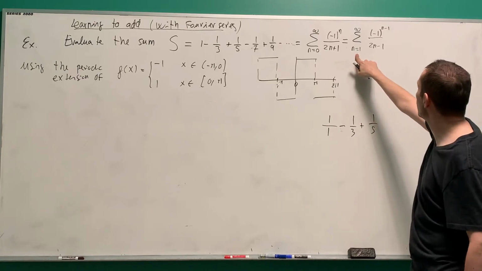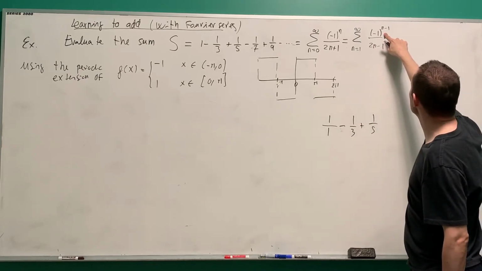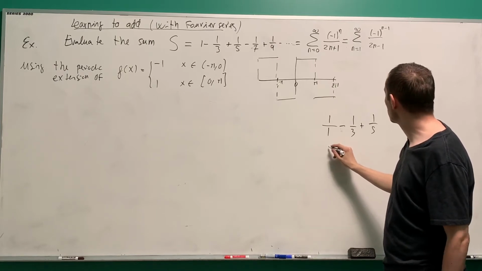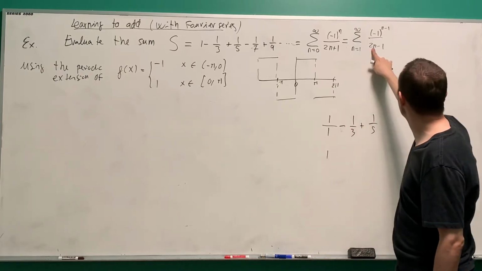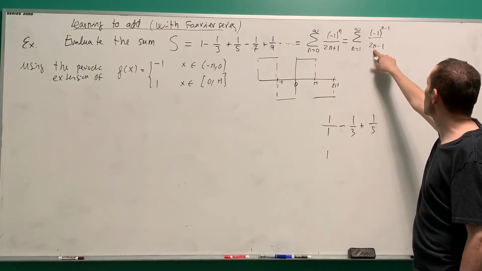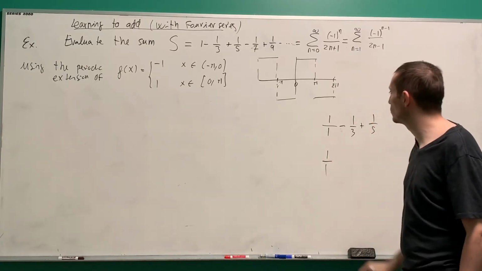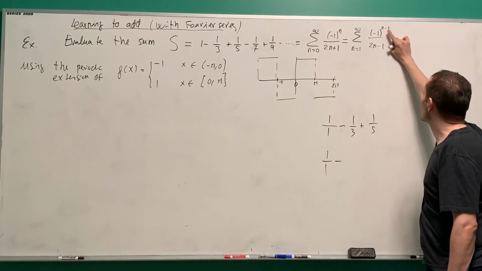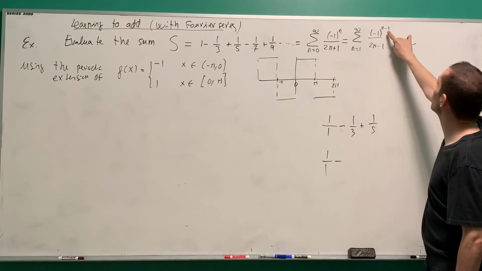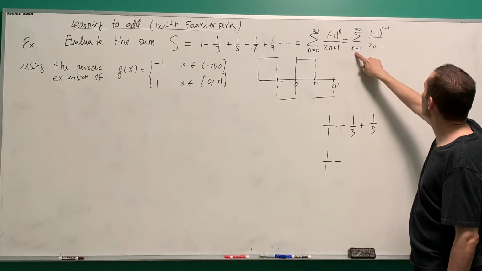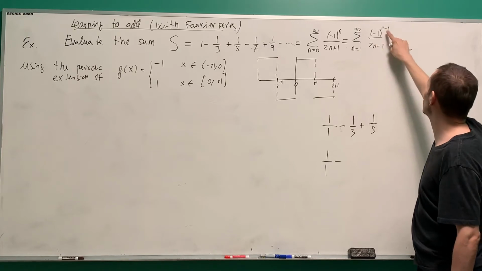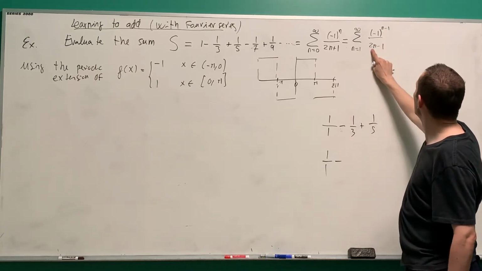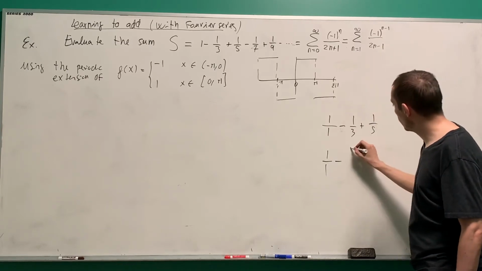Let's see. First term, n equals 1. Minus 1 to the 0 is 1, and I get 1 divided by, well, n is 1, so 2 times 1 minus 1, which is 1. So my first term is 1. Perfect. How about the second? n for the second summand is 2. So 2 minus 1 is 1, minus 1 to the 1, minus, divided by 2 times 2, 4, minus 1, 3. So 1 over 3.